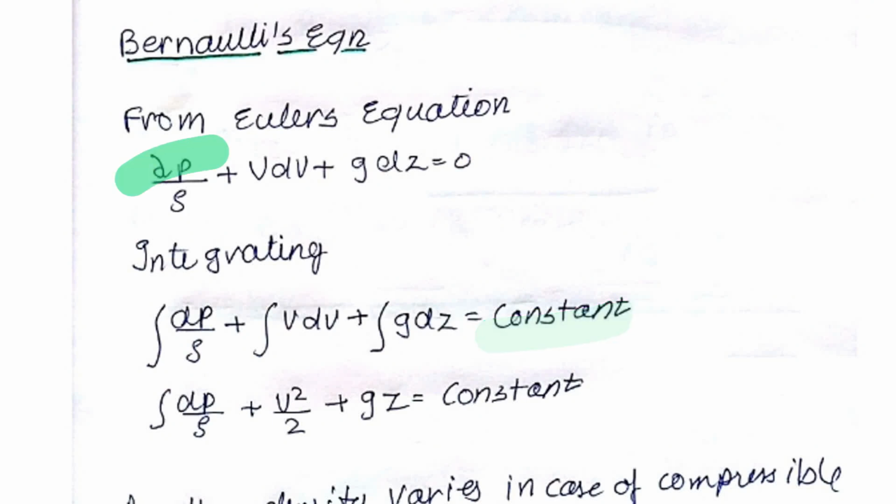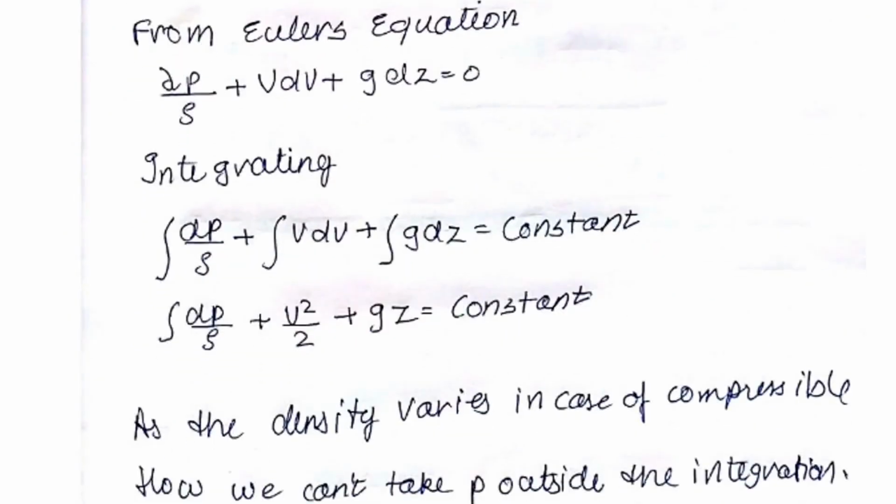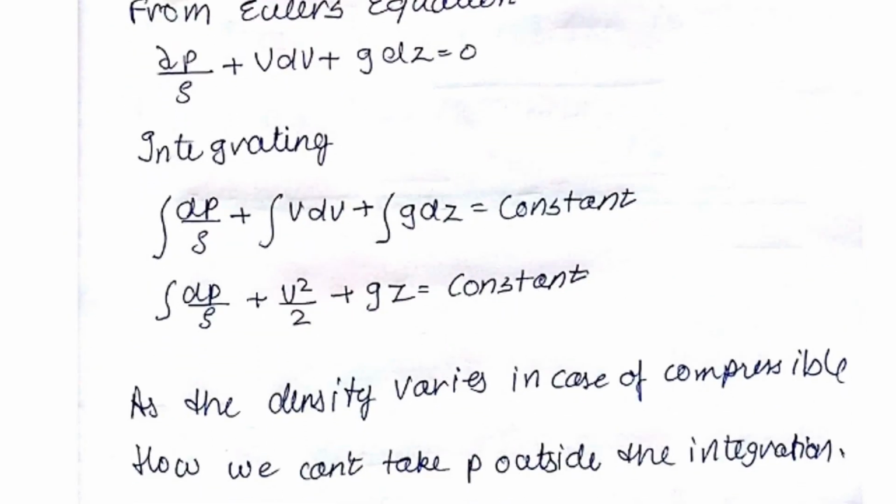Also here, p is the pressure, rho is the density, V is the velocity, g is the value 9.81 and dz is the height. So we get this from Euler's equation, and if we do the integration, we get this equation. V into dV, after integration, will become V square divided by 2, and dz will become z.